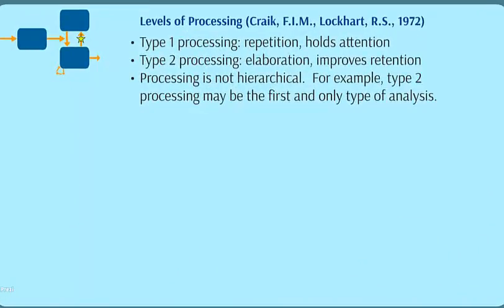Two types of processing exist for the elaboration and coding of information. Type 1 processing is repetition. This holds attention. Type 2 processing is elaboration. This improves retention. Processing is not hierarchical. For example, type 2 processing may be the first and only type of analysis.